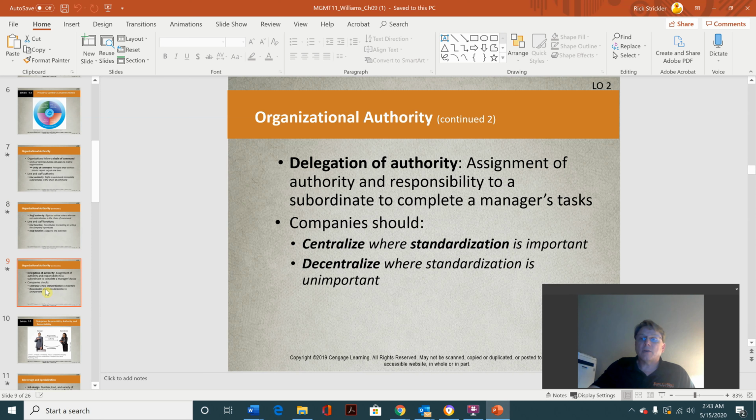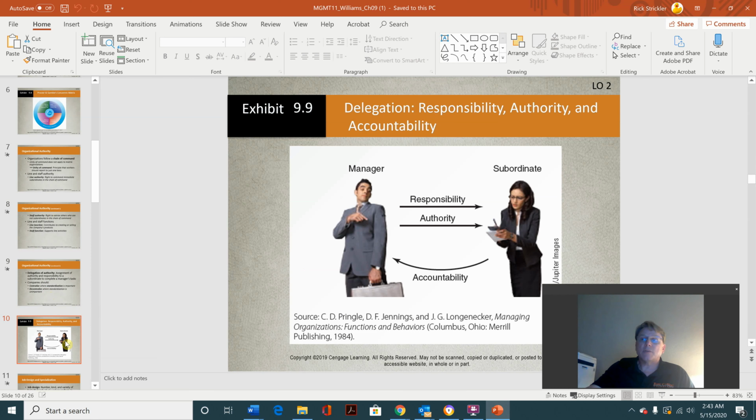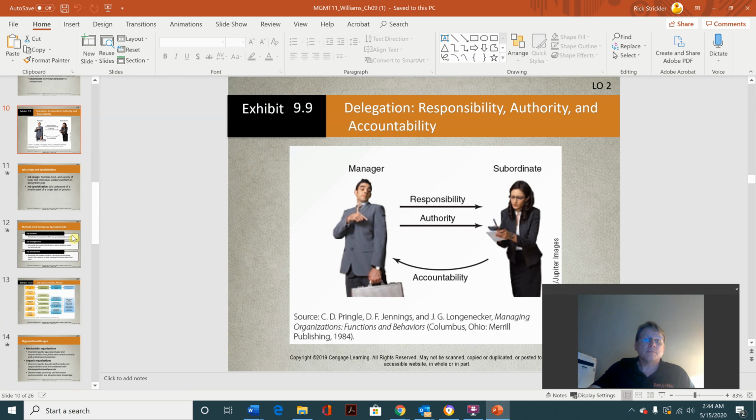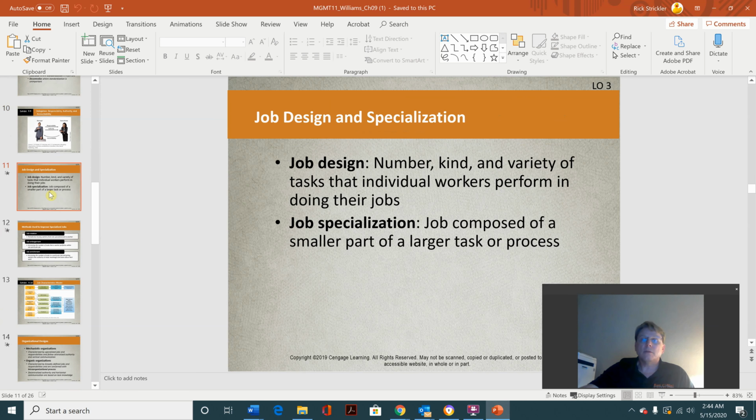Delegation of authority: assign authority and responsibility to subordinates. Centralize where standardization is important. Decentralize where standardization is unimportant. Okay. So delegation, responsibility, authority, and accountability. The manager would delegate the responsibility and the authority to the subordinate, but the accountability is still with the manager. So if the subordinate messes up, the manager is the one that takes the fall, because the manager is responsible for the subordinate's actions.